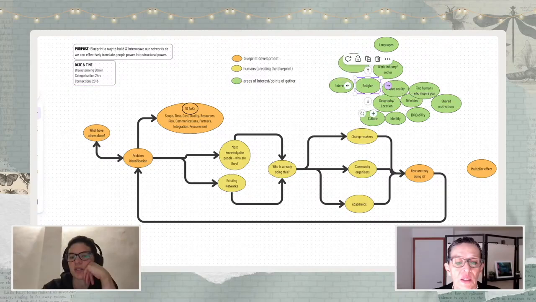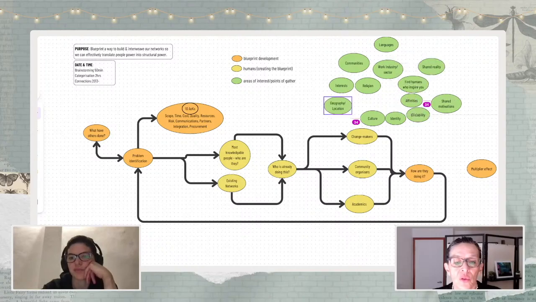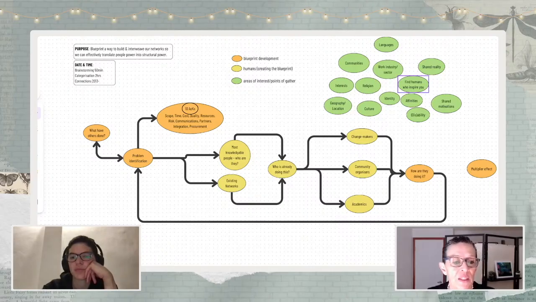So maybe we can just have some inside our brain thinking time. Let's see while I separate them. Yes, so there are some that, for example, define humans who inspire you. It is sort of an input for the scoping process as well, because the others are.